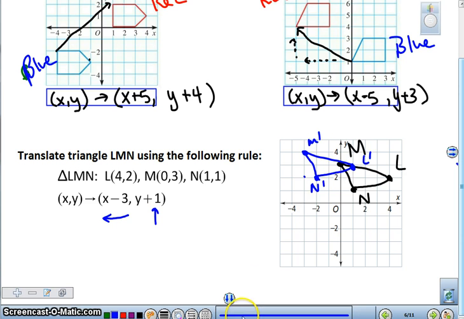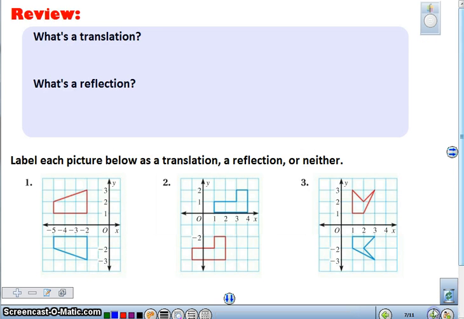Now, one of the things that you're sometimes going to notice is that some of these points will be right on top of each other. That's okay. Just make sure you're labeling them with that little tick mark to show the first and the second. Same in your homework. You have quite a few different ones that you're doing on the graphs.